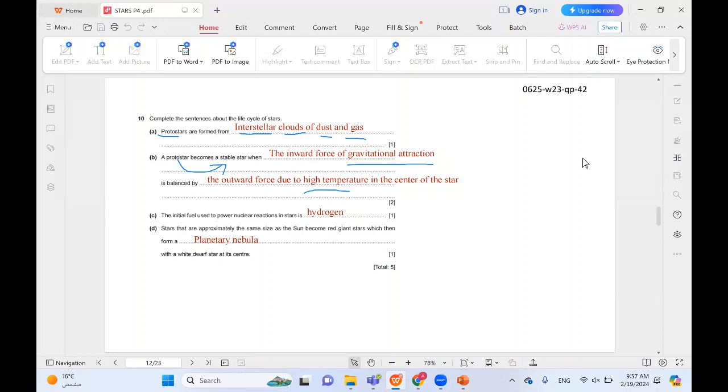In C, we are told the initial fuel used to power nuclear reactions in stars is hydrogen. We know that we have nuclear fusion. From the video on the solar system, we know that 2 hydrogen nuclei fuse together to form 1 helium nucleus. So hydrogen is the initial fuel. Stars that are approximately the same size as the sun become red giant stars, which then form what we call a planetary nebula. So you have to know the sequence of stars as well. And at the center of this planetary nebula, we have what we call a white dwarf star.